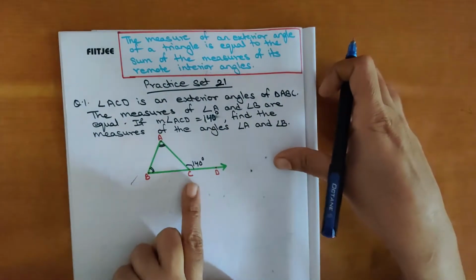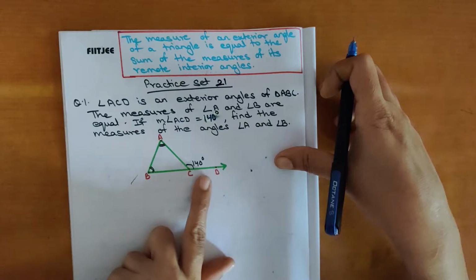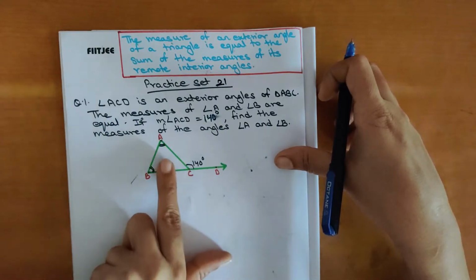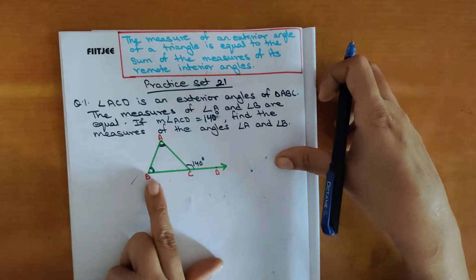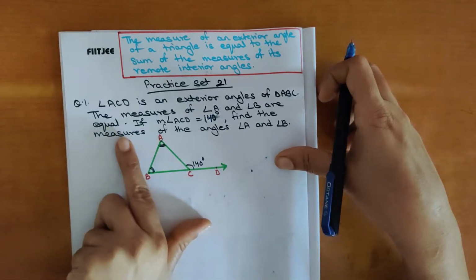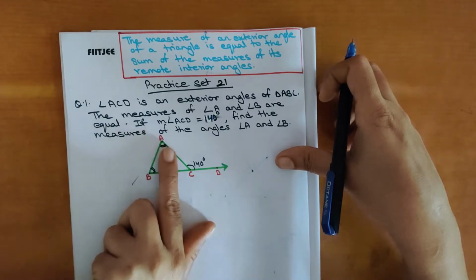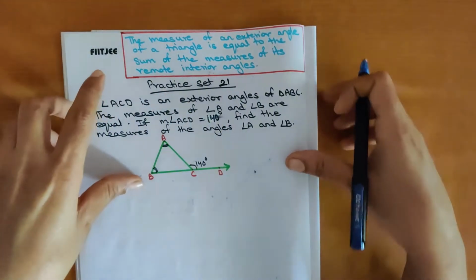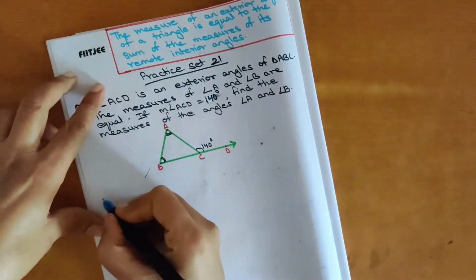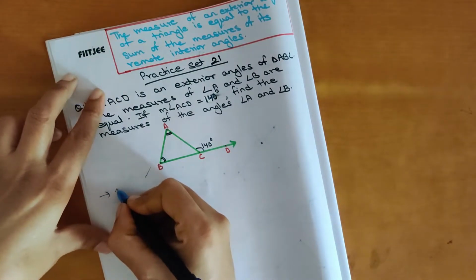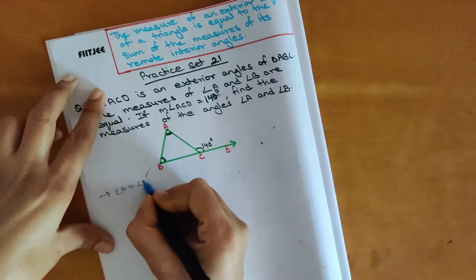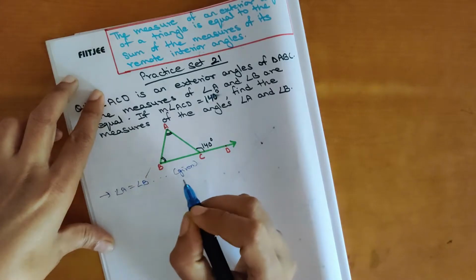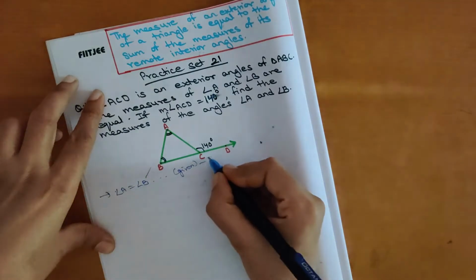So in question number 1, it is given angle ACD is an exterior angle and its measure is given 140 degrees. As well as it is given angle A and angle B are of equal measures. So we will start with the given. What is given? Measure of angle A and measure of angle B is equal. So we can write angle A is equal to angle B. It is given. This is the first equation we can put.